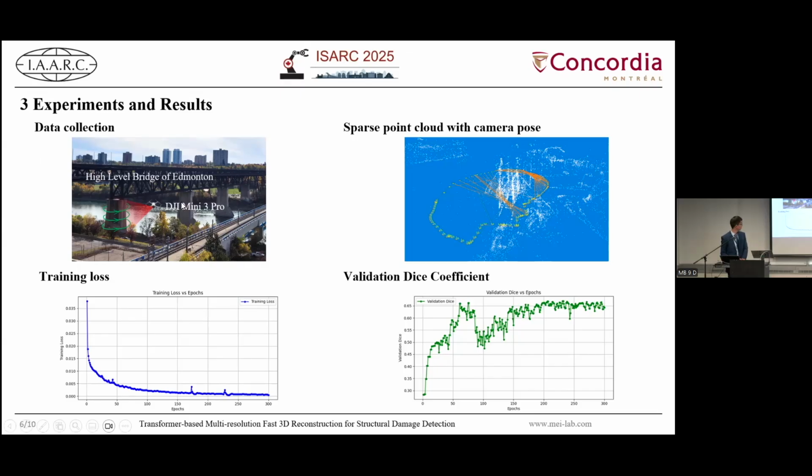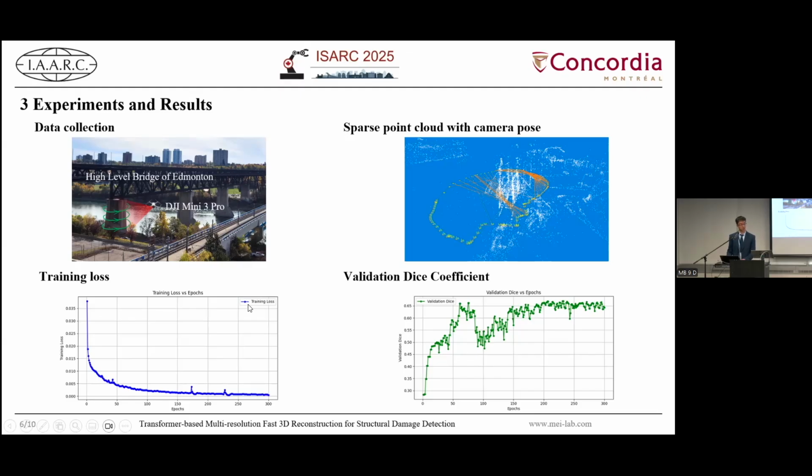We use the DJI-3 Pro drone to collect video data by flying around the structure. From the video data, we extract sequential image frames at a rate of 1 image per second for further processing. Then we use structure from motion to get the sparse point cloud with the camera poses. You can see here, this is the camera trajectory.